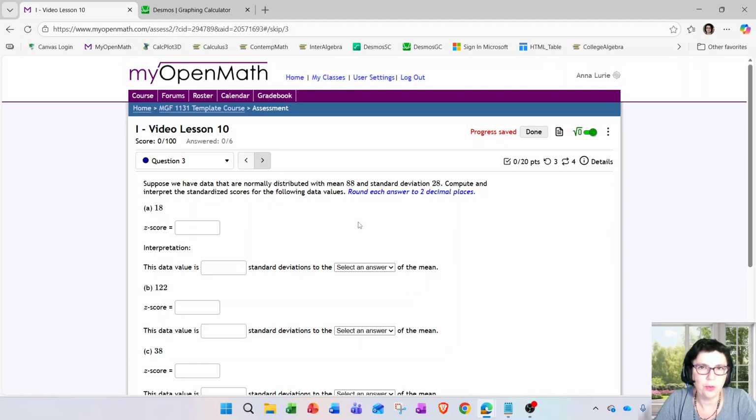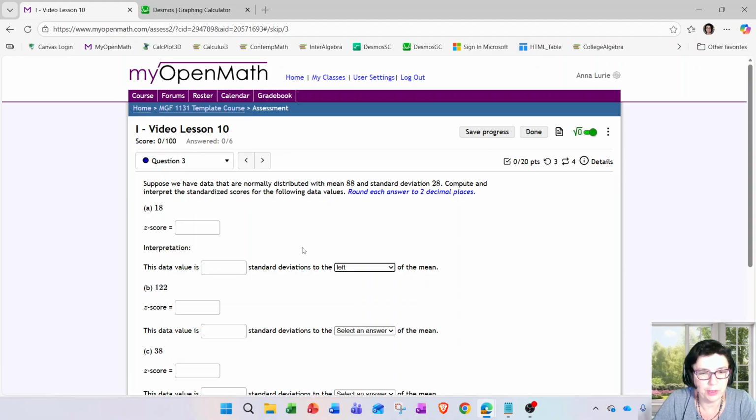In this video, we are going to compute and interpret the z-scores. So generally, the z-score, which is also called a standardized score, is going to tell you whether the value is to the left or to the right of the mean. And the way you do that is you just look and see if the value is less or more than the mean. So here, for example, 18 is less than 88, which means that this value is going to be to the left of the mean.